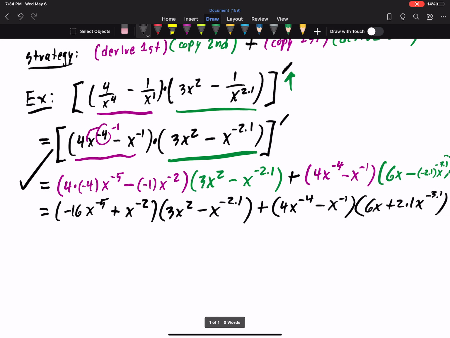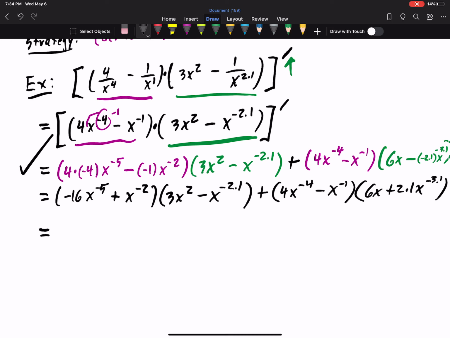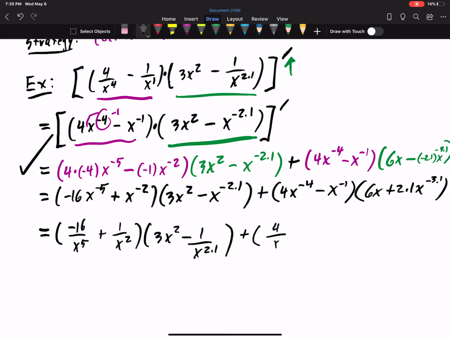And then in your final step, if you really want to, you can take all your negative exponents, put them in the denominator, and make them positive. So let's do that just for funsies. So that handles the first term. Second term, 3x squared minus 1 over x to the 2.1 with a positive exponent, then plus 4 over x to the fourth minus 1 over x times quantity 6x plus 2.1 over x to the 3.1.